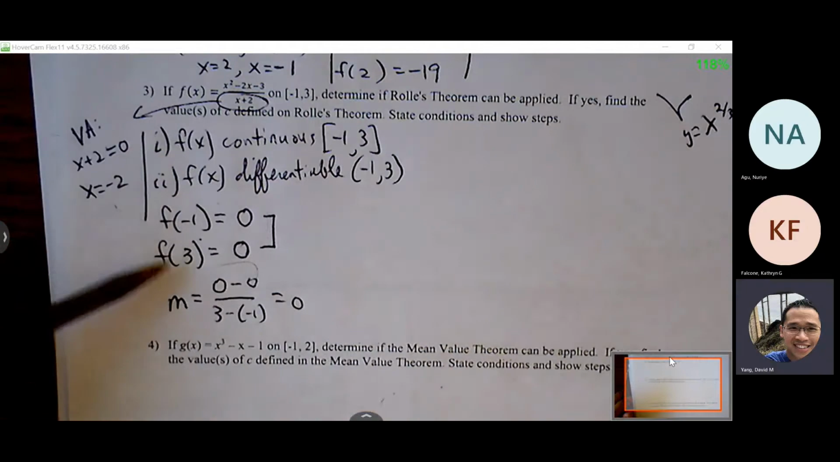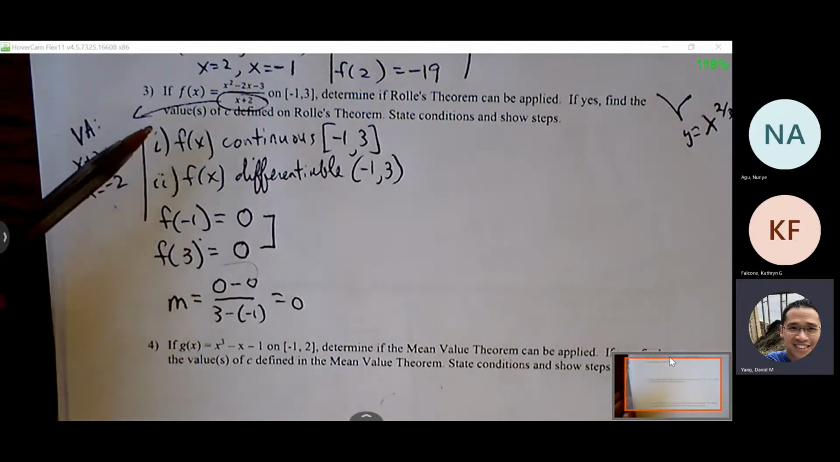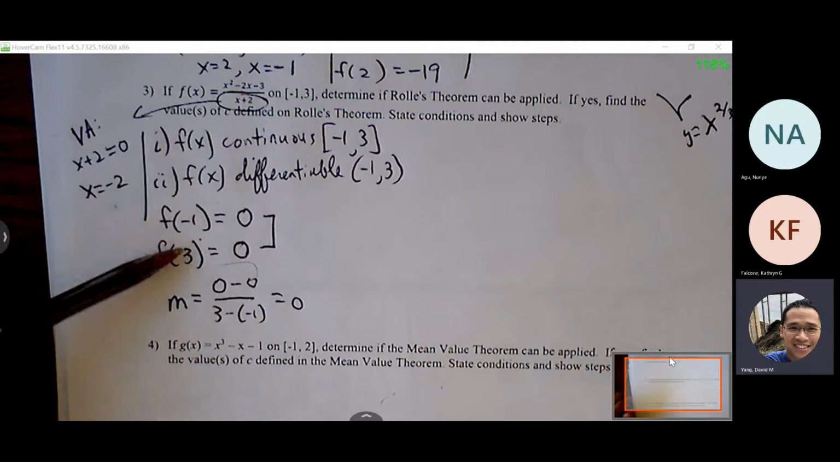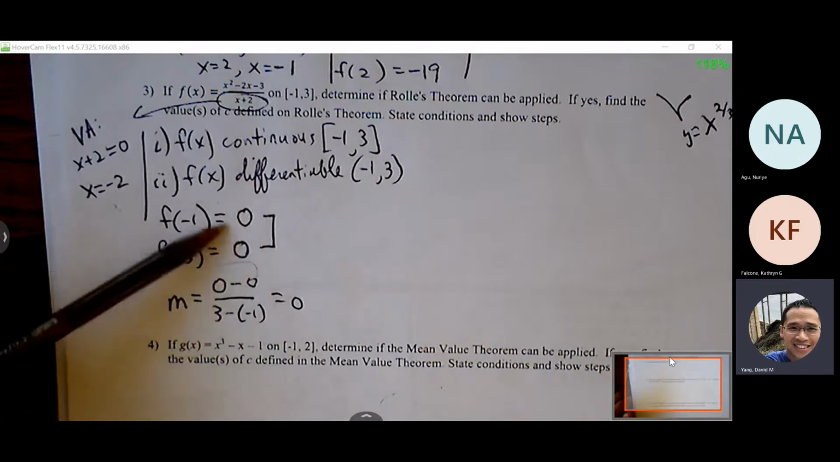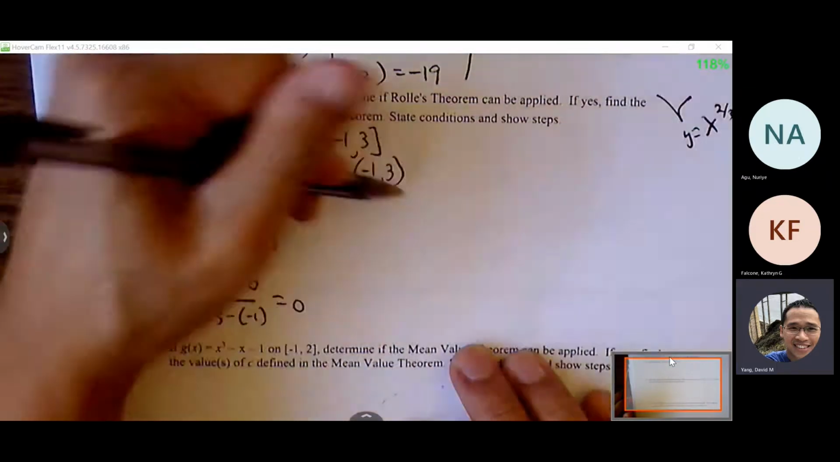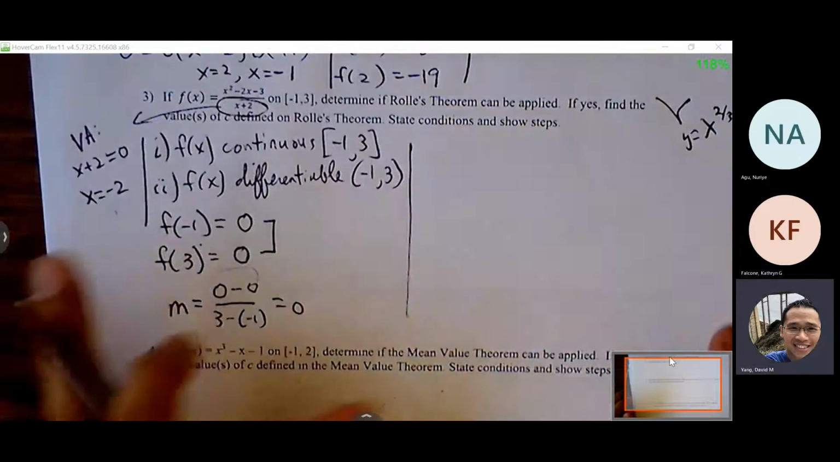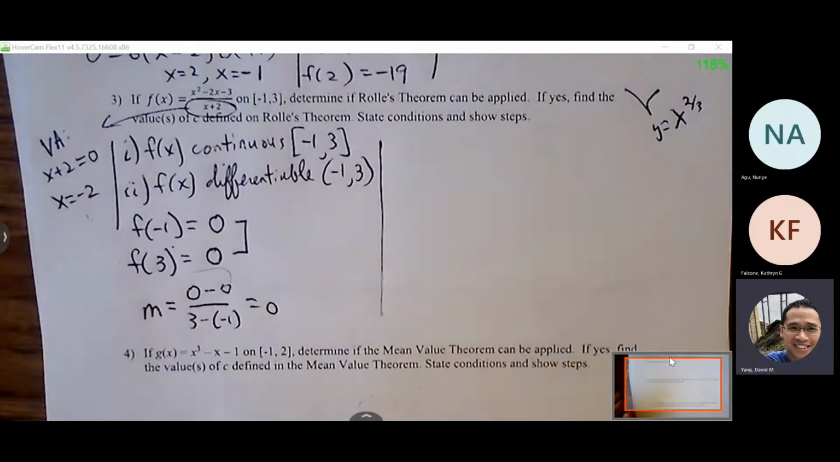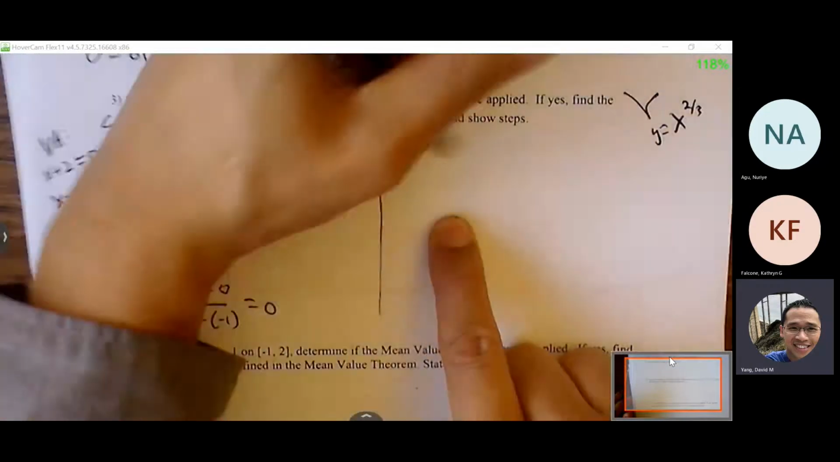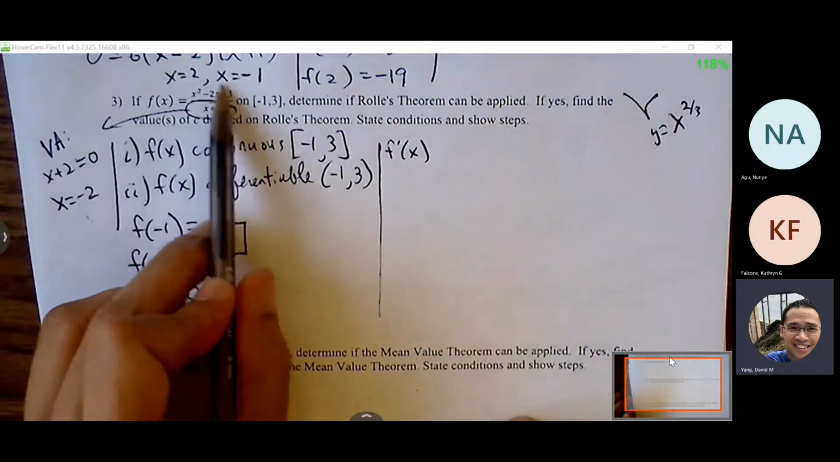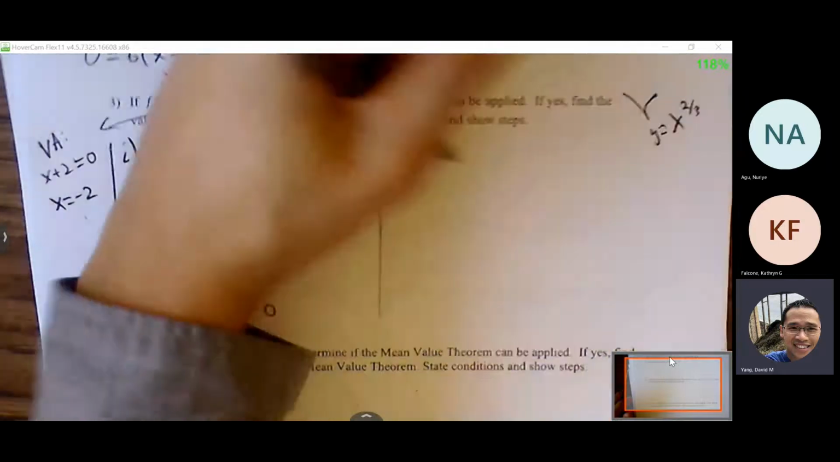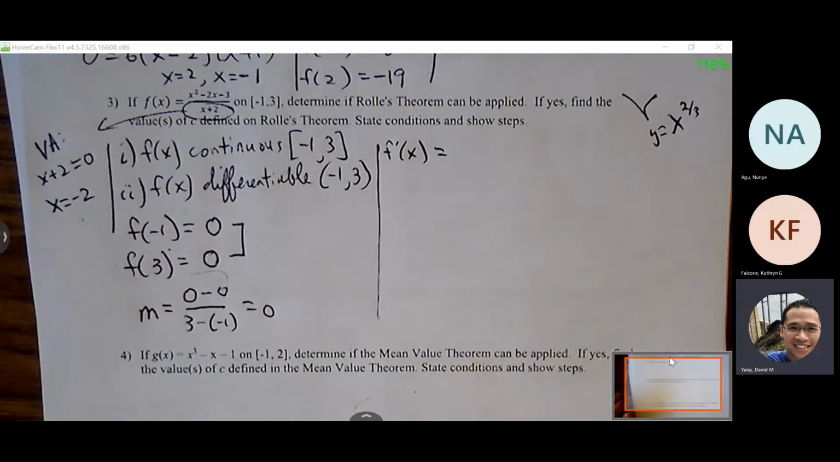Ultimately, it's really the same thing as the mean value theorem: continuity, differentiability, ordered pair, slope. It's just that with Rolle's theorem, your slope is always going to be 0 because we're looking specifically for the same y values. Now that you've taken care of everything that you could do with the non-calculus portion, we're moving on to the derivative portion. So now we've got to find f prime. But to find f prime, look at the setup here. What is required? Quotient rule: f prime g minus f g prime all over g squared.